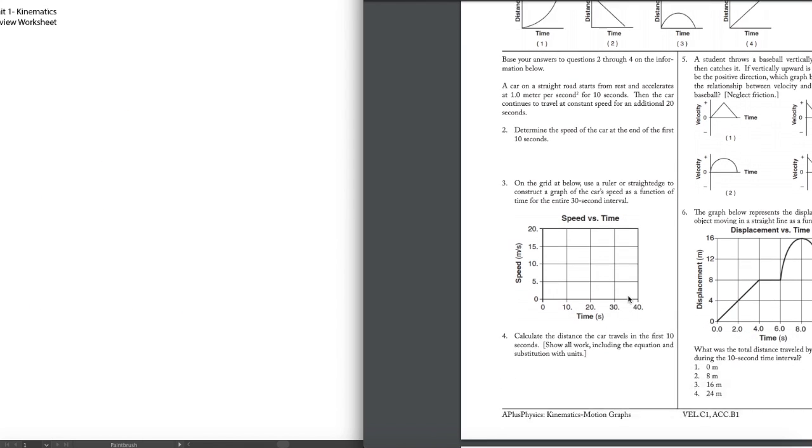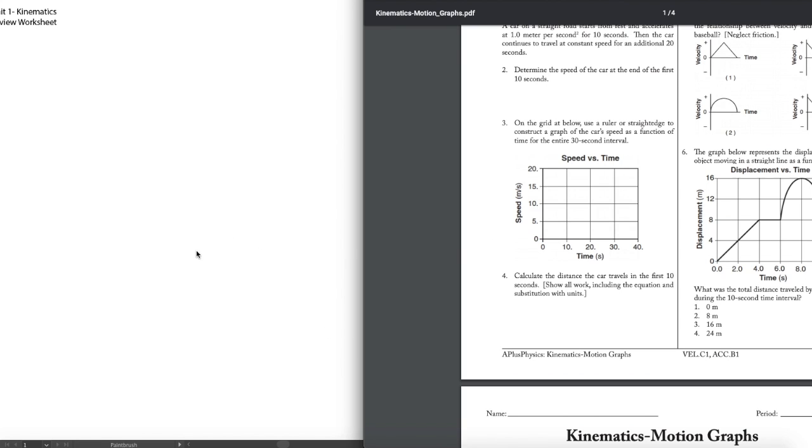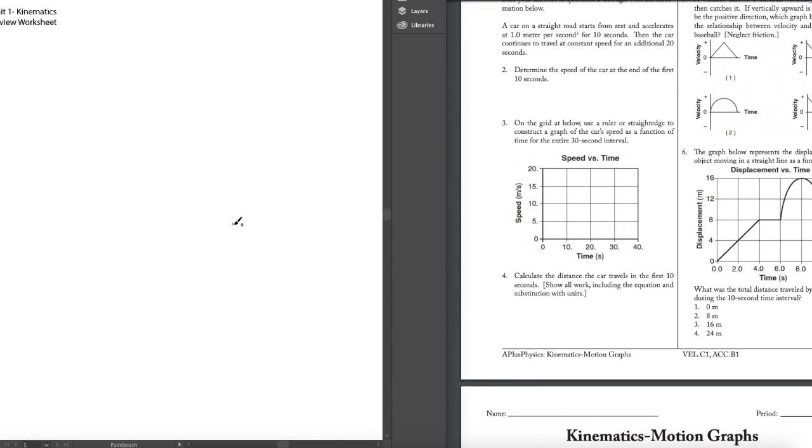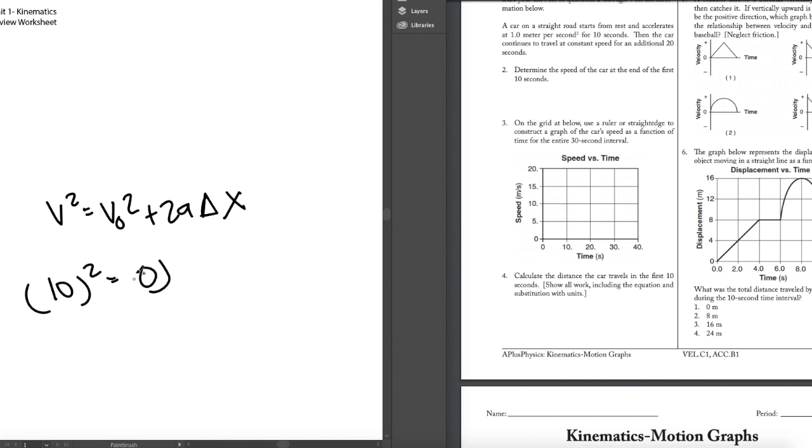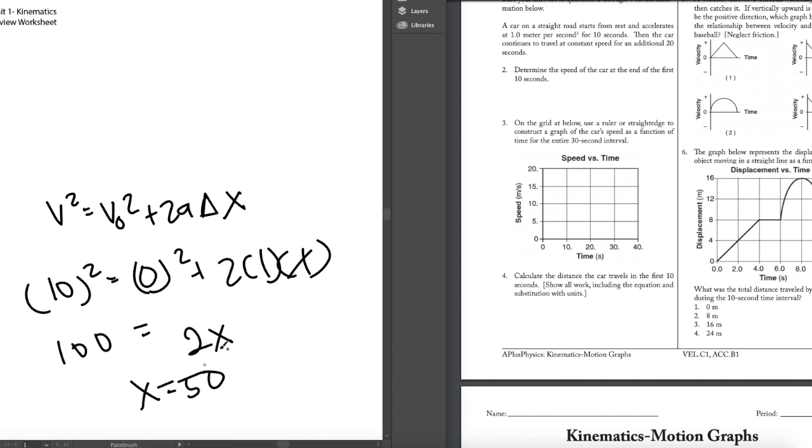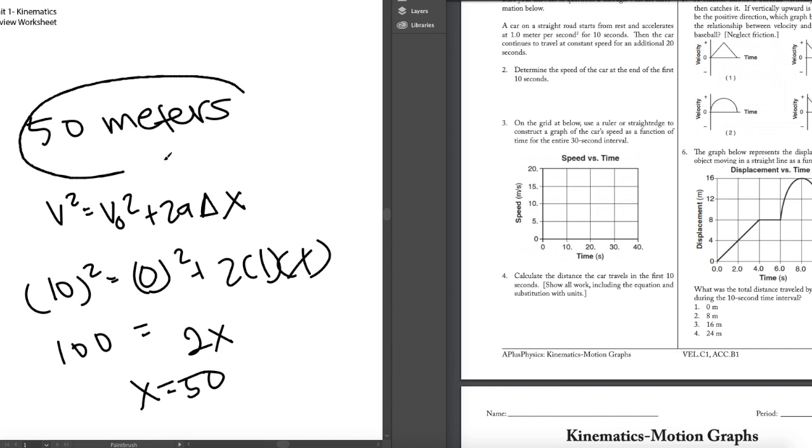Number 4, calculate the distance the car travels in the first 10 seconds. All right, well, we know that we can use this equation, v squared being 10, the initial being 0. They traveled 50 meters. Ta-da!